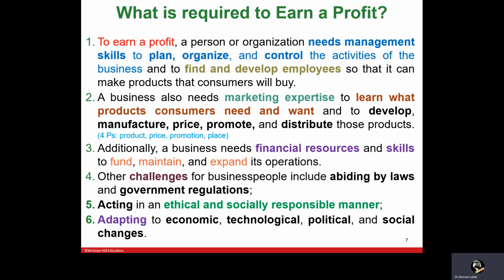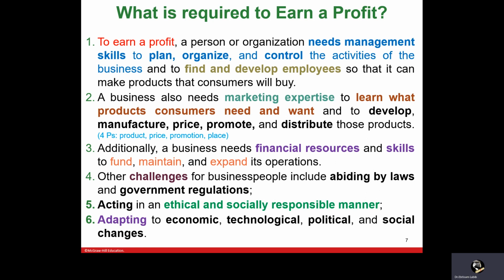We call these the product, the price, the promotion, and the place or distribution. We call them the 4 P's, and we will explain them in detail, inshallah, when we cover the marketing chapter. We said that to earn a profit, the manager or the organizations or the businesses need to have management skills, marketing expertise, and financial resources.